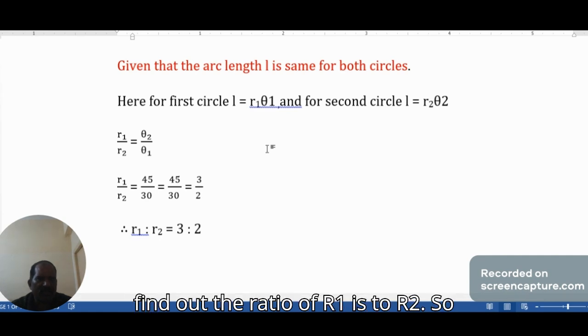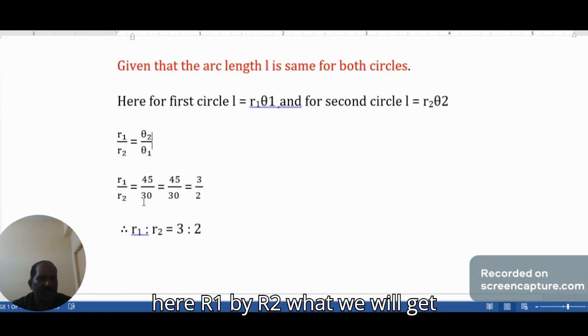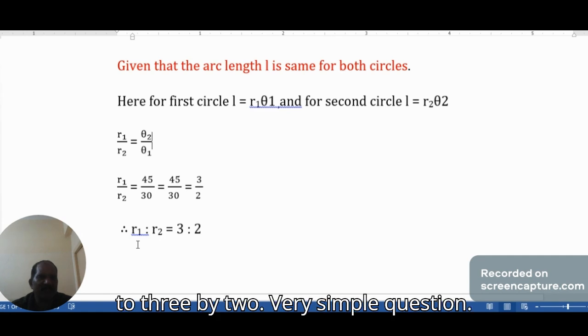We want to find out the ratio of R1 is to R2. So here R1 by R2, what will we get? 45 by 30, that is nothing but 3 by 2. Therefore R1 is to R2 is equal to 3 by 2. Very simple question.